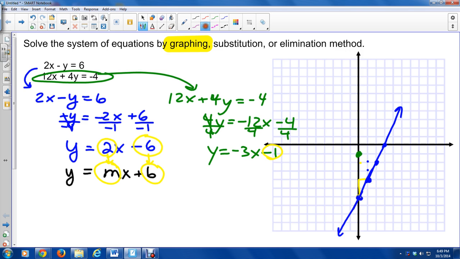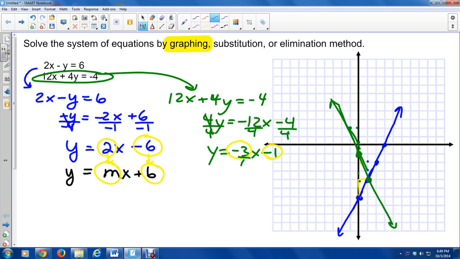Okay, starting with my y-intercept of negative 1 right here. My slope of negative 3, again, that's over 1, if you want to think of it that way. So I'm going down 3 this time, right 1. Or you could think of it as up 3 and left 1. And remember, with a negative slope, the line should be going down to the right, whereas a positive slope goes up to the right.